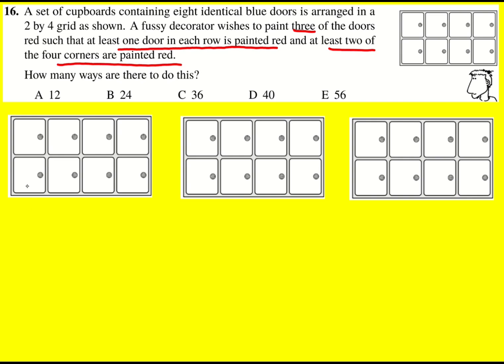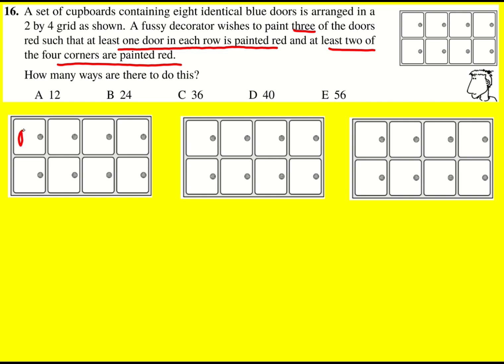Well, what you can't do is just dive into this and say, right, there's 4 ways we could pick the first corner door, and then there's 3 ways to pick the next corner door, because it depends which ones you paint as to what your third option is then going to be. So we need to think about it a little bit more carefully. So I'm going to do it in 3 different cases.